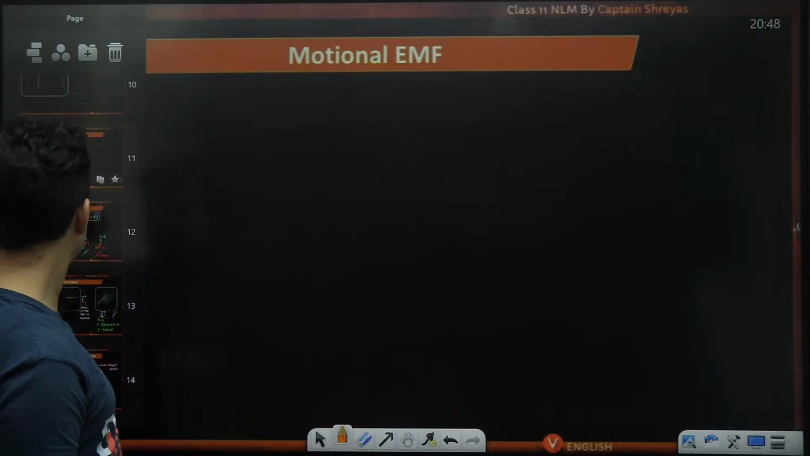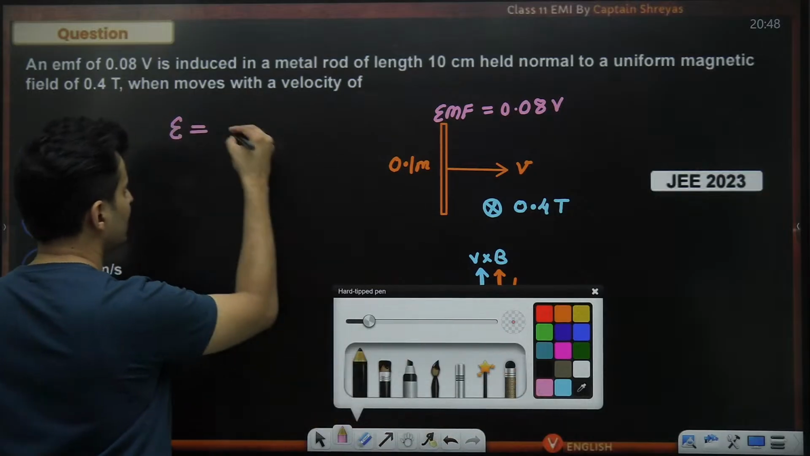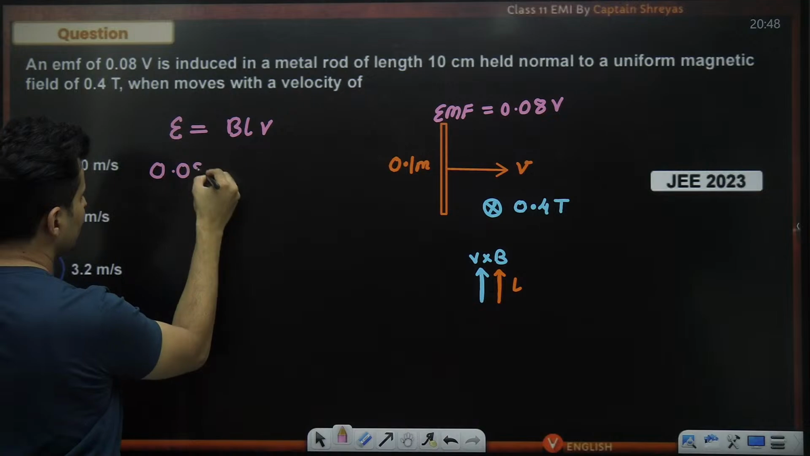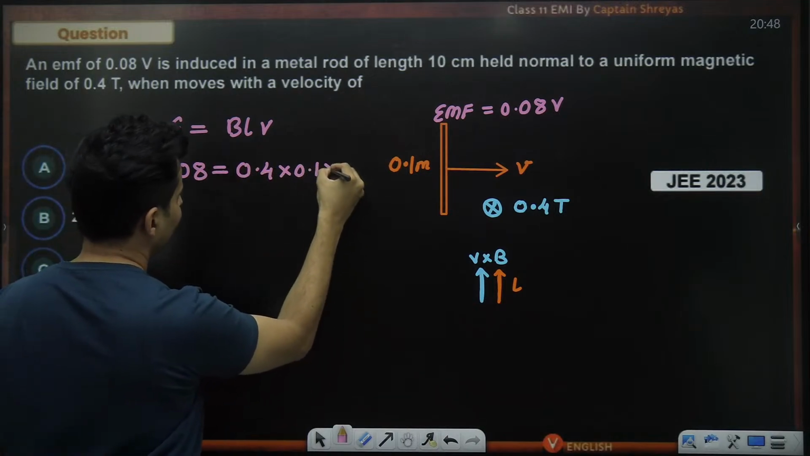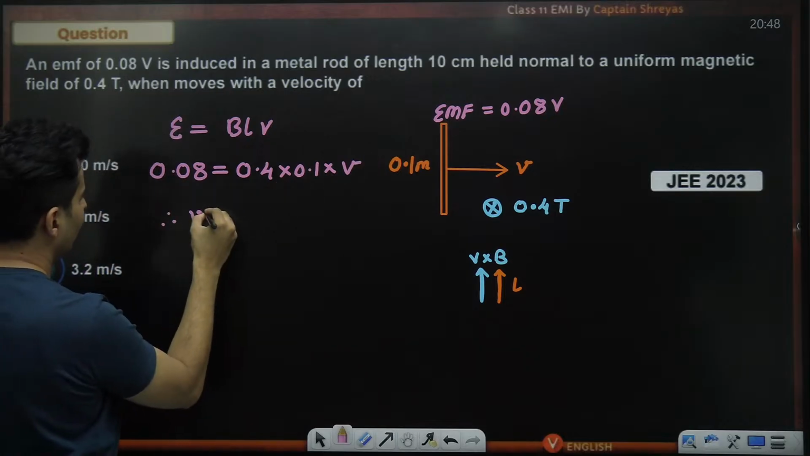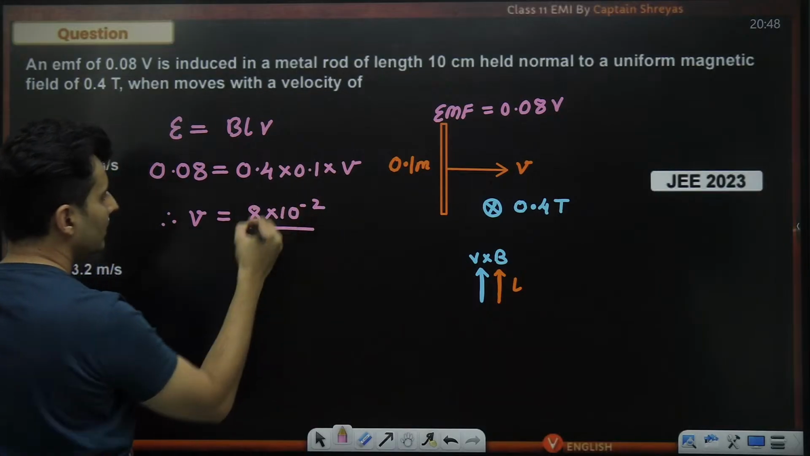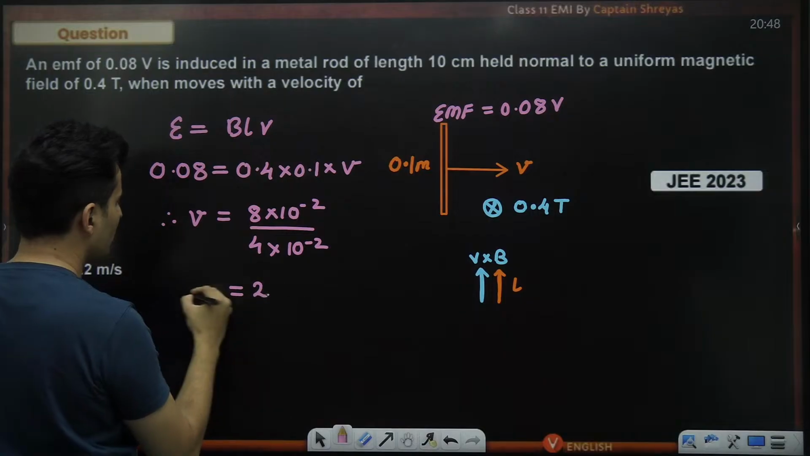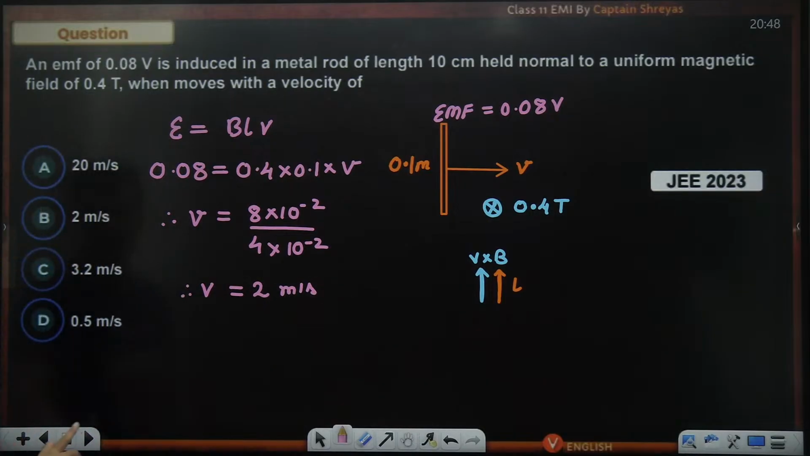Okay. So where is it? Yeah, over here. This will be just B into L into V. EMF is 0.08. Magnetic field is 0.4. Length is 0.1. Velocity is unknown. Therefore, velocity will be 8 into 10 to the power negative 2 divided by 4 into 10 to the power negative 2. So 8 by 4 is 2. So velocity will be 2. Everything is in SI units. So 2 meters per second, which is option B.